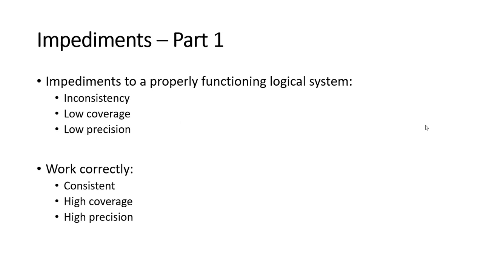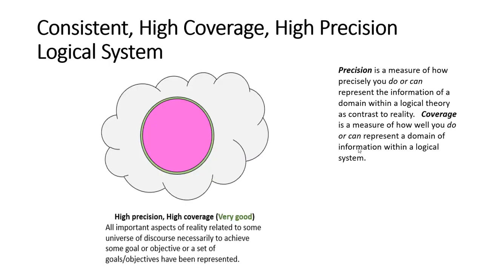Basically, impediments to a properly functioning logical system are inconsistency, low coverage, and low precision. For a system to work correctly, the statements in the system need to be consistent. You need to have all of the statements there, and the statements need to be correct. It's pretty straightforward. So let me explain in detail what this means.